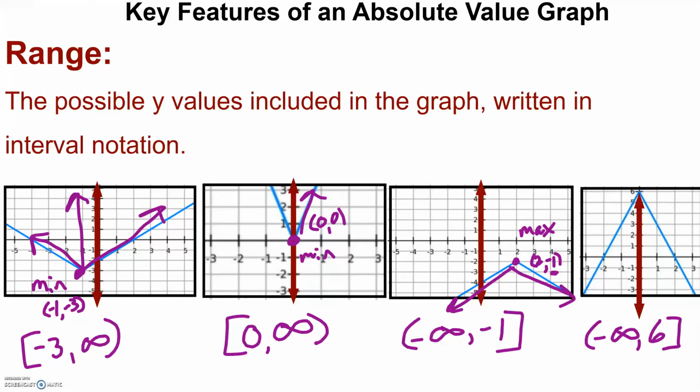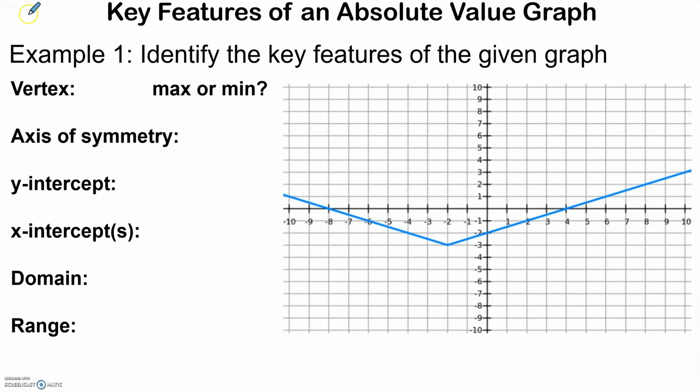Now we're going to put it all together by looking at these examples. We're going to have to identify the key features of the given graph. So go ahead and remind yourself of your notes that tell you about all of these key features and fill in the important information. Our vertex is at the point, right in the middle, -2, -3.